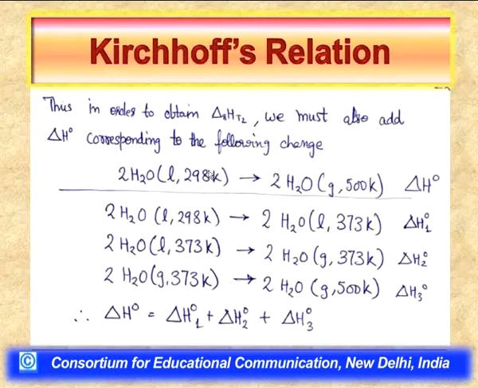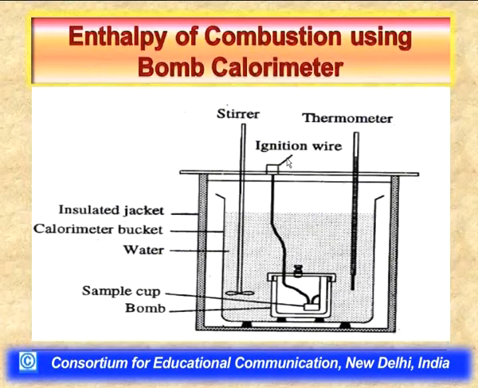So, corresponding to these three processes, if we add the enthalpy change, then what we will get is the enthalpy change for transformation of water in liquid state at 298 Kelvin to water in gaseous state at 500 Kelvin, and this value we need to add to delta rH at T2, determined using the Kirchhoff relation. Then it will give us the enthalpy change for combustion of methane at 500 Kelvin. Having said this, now let us consider how we determine the enthalpy of combustion.